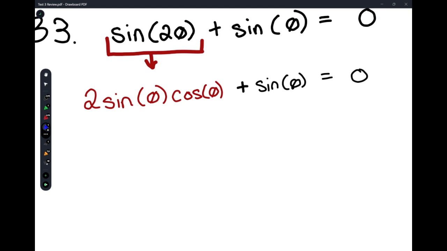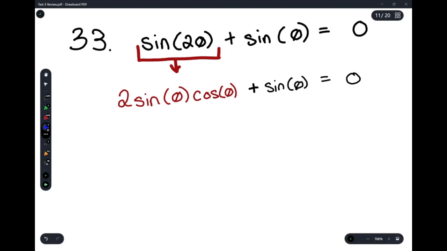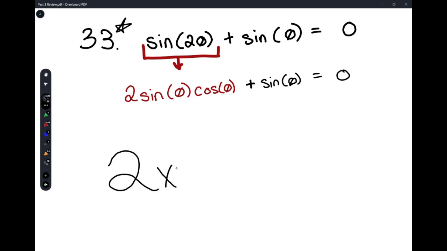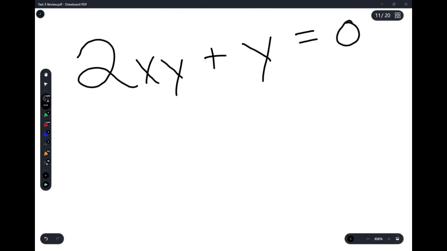Even though we didn't have sines, we still had topics like this. Though I don't see any like terms. 33, because 33 is sine 2 theta, and he changed the cosine to plus sine. Let me see if this is more obvious. What would you do here?